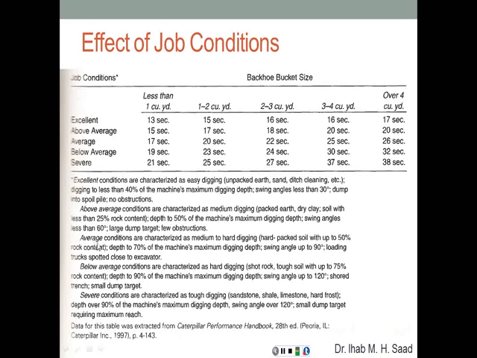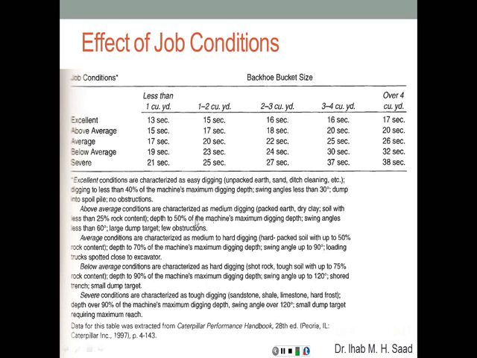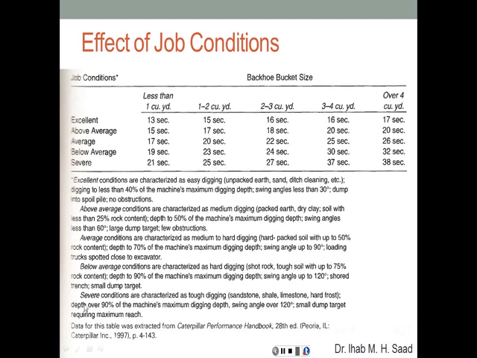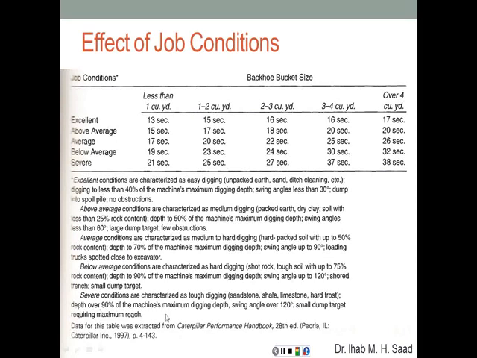And so on. You can see with the average, we're going to have hard-packed soil. Depth 70% instead of 50. Swing angle 90 degrees instead of 30 or 60, and so on. Under severe conditions, characterized as tough digging, sandstone, shale, limestone, hard frost. Depth over 90% of the machine maximum digging depth, so you're reaching almost to the maximum, and the swing angle over 120 degrees, so almost turning backwards to dump that bucket into a dump target. And it's a small dump target, so a small dump truck, for example, which requires more adjustment and more maneuvering.